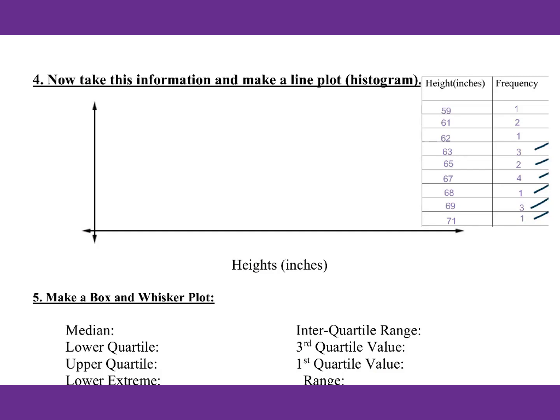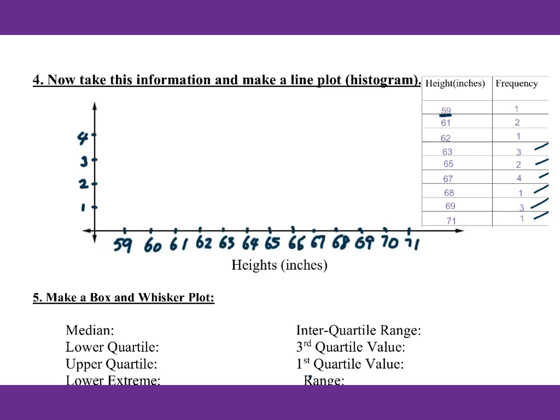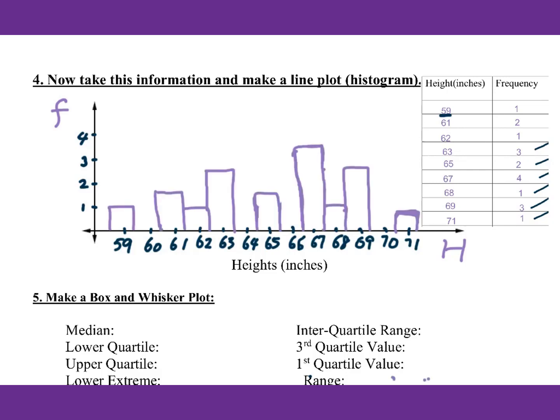That means a histogram. We have 59, so we can get started from 59. Go to 71. And for the frequency, the highest height is 4. On the x-axis, this is the height. Here is the frequency, meaning people. Make sure you have the same scale. From 59, I go to 71. 59 is 1. Then you keep going, draw this histogram.